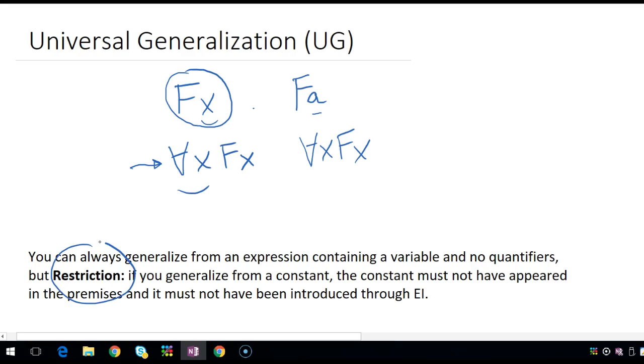You cannot simply say that because one individual has the characteristic, then all do. The restriction is that if you generalize from a constant, as I stressed down here, the constant must be new. It must not have appeared in the premises, and it must not have been introduced through existential instantiation. So it is a constant that has to be completely unspecific. If you think about it, this makes sense.